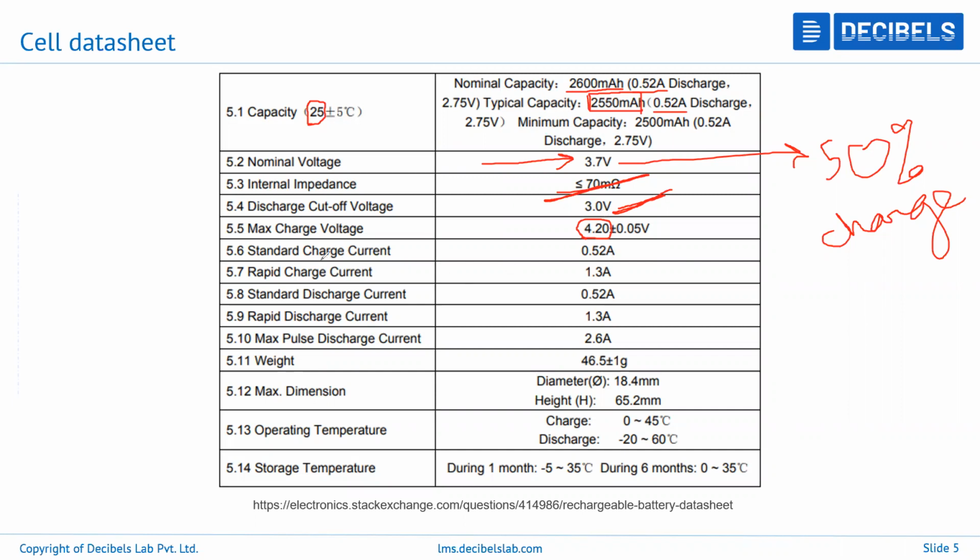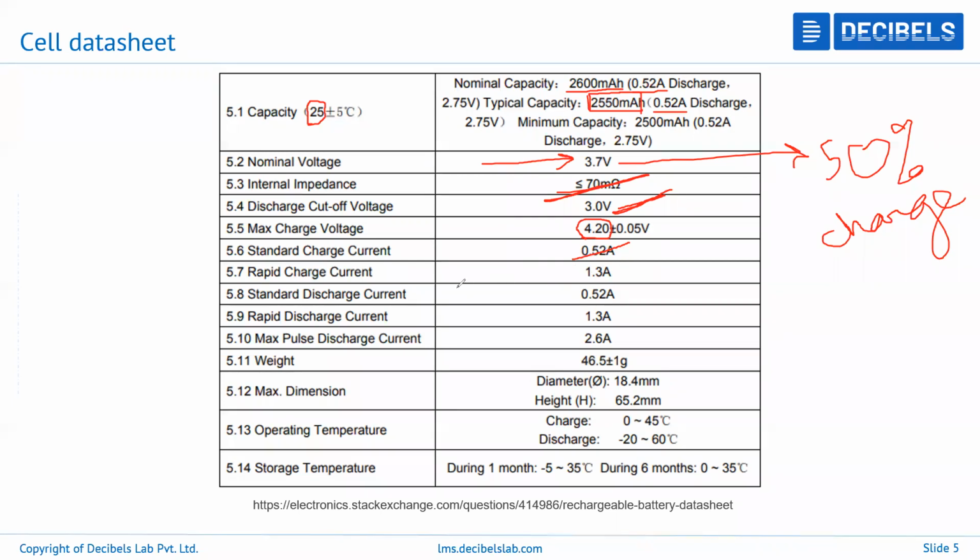So then we come to standard charge current. If you were to charge the cell at 0.52 amps, then it would give you a good charging efficiency. The higher the amount of current you supply, the more the losses and the lesser the operational efficiency of the cell. We will have a look at this in a particular testing scenario, where a test cell will be tested at different discharge current rates and as such.